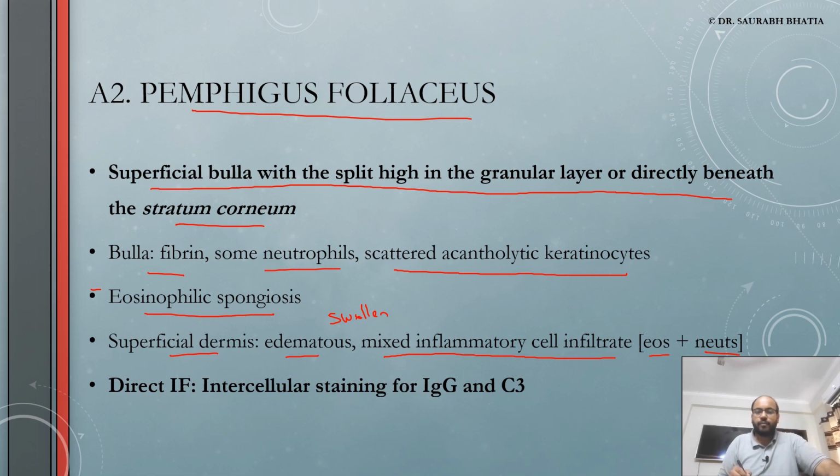If you do direct immunofluorescence, you will see that C3 and IgG are majorly the components that we see, in an intracellular staining pattern.